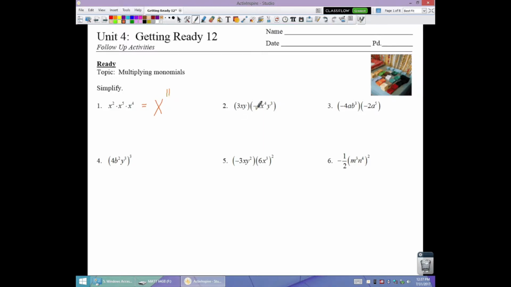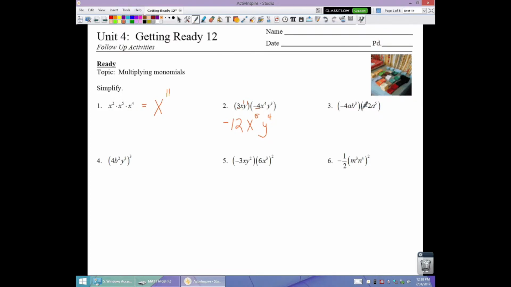When we have coefficients in front of those monomials, we go ahead and just multiply those. Don't try to use any special rule. We just do 3 times negative 4 is negative 12. X, which really means x to the first, times x to the fourth, we're adding those exponents and calling that x to the fifth. And then this is y to the first times y to the third, that's y to the fourth.